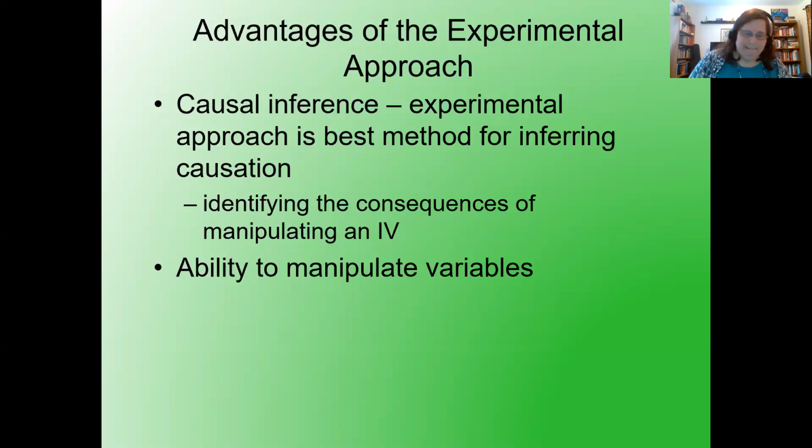Okay. So now we can talk a little bit about the advantages of the experimental approach, because there are some advantages. First of all, we have causal inference. The experimental approach is the best method for inferring causation. What are the consequences of manipulating an IV? And of course, the ability to manipulate variables. So it's all about causation. It's all about the ability to manipulate the IV. Okay? So if you're trying to show causality, the experimental approach is for you.